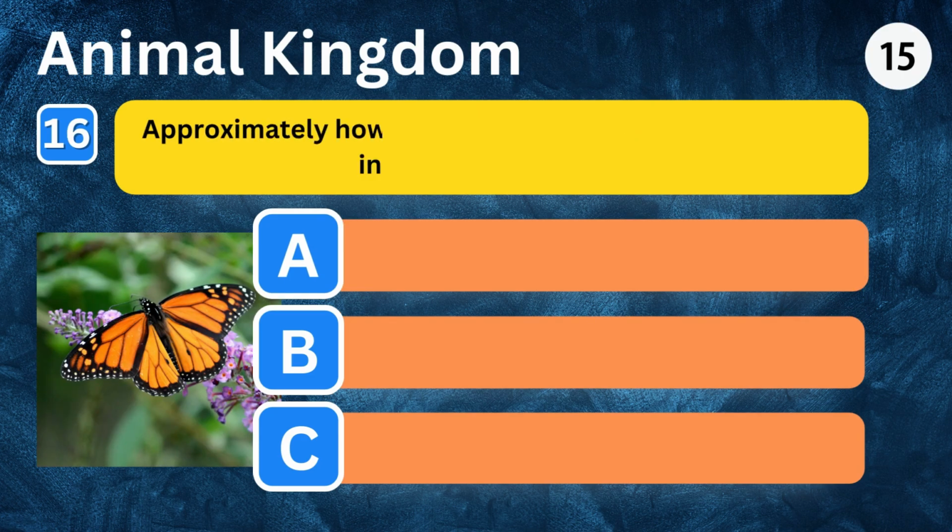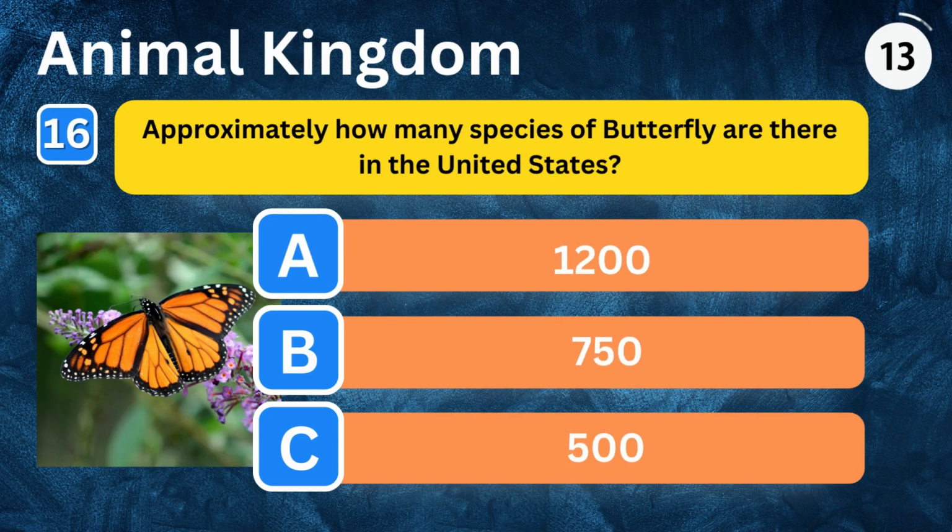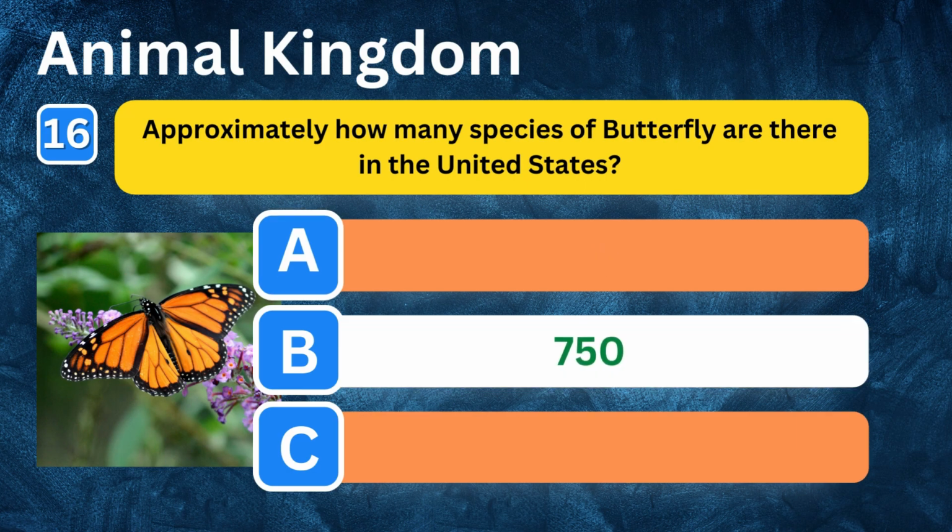Question number 16. Approximately how many species of butterfly are there in the United States? Is it 1,200, 750, or 500? And the answer is 750.